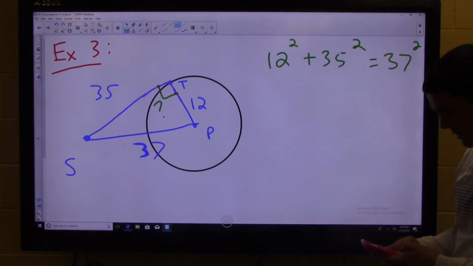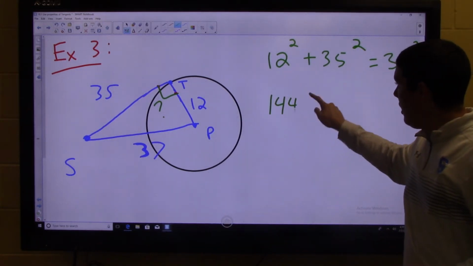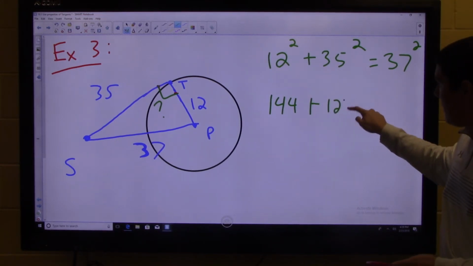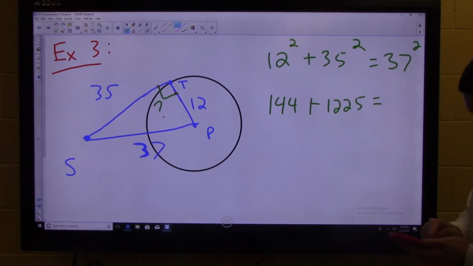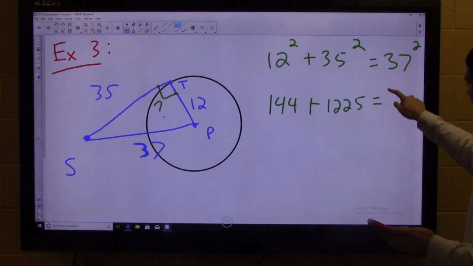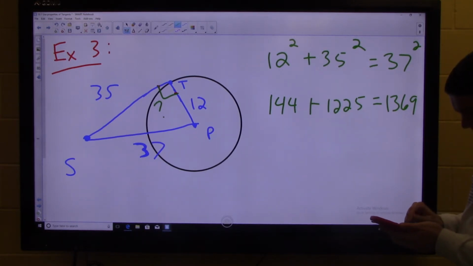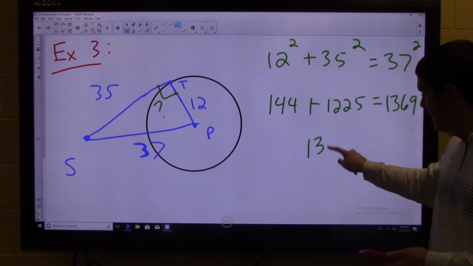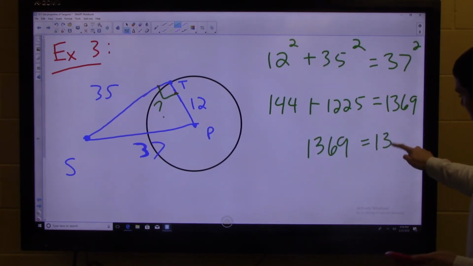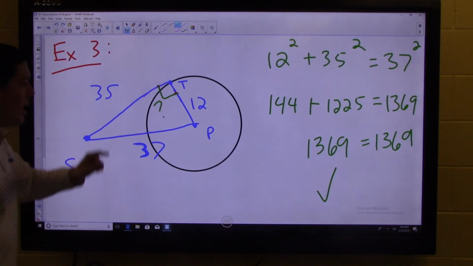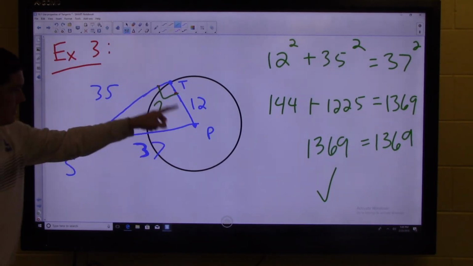So 12 squared, obviously, that's 144. 35 squared is 1225. 37 squared is 1369. So if you take 144 plus 1225, enter, 1369. Checks out. So therefore, I know this is a right angle. Therefore, I know this is a right triangle. STP is a right triangle.